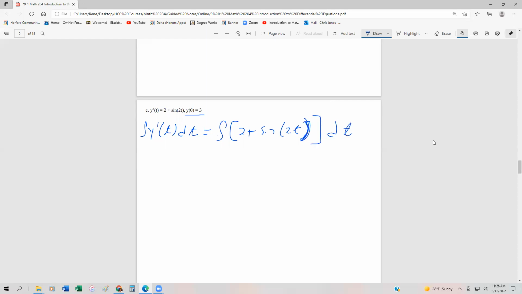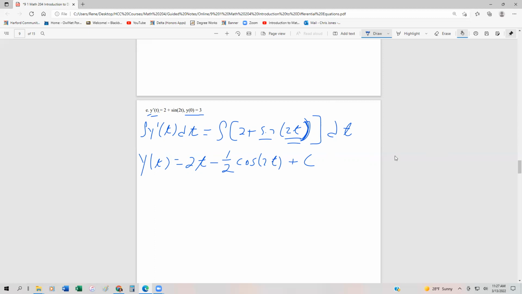We know that this is going to be y of t, so that's easy enough. And that's going to be equal to 2t. Antiderivative of sine is negative cosine. And because we have the 2 inside as the interior angle, we are going to divide by 2, the opposite of the chain rule. This is going to be negative 1/2 cos of 2t. And again, because it's a constant of integration with a first order differential, we're just going to have a plus C.